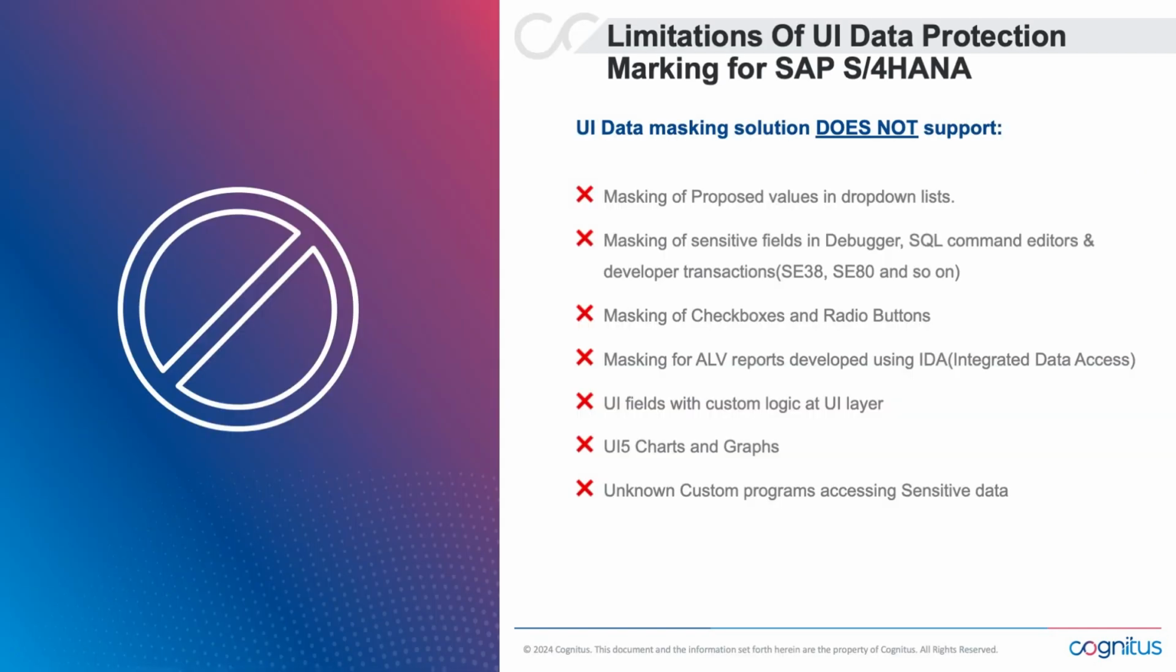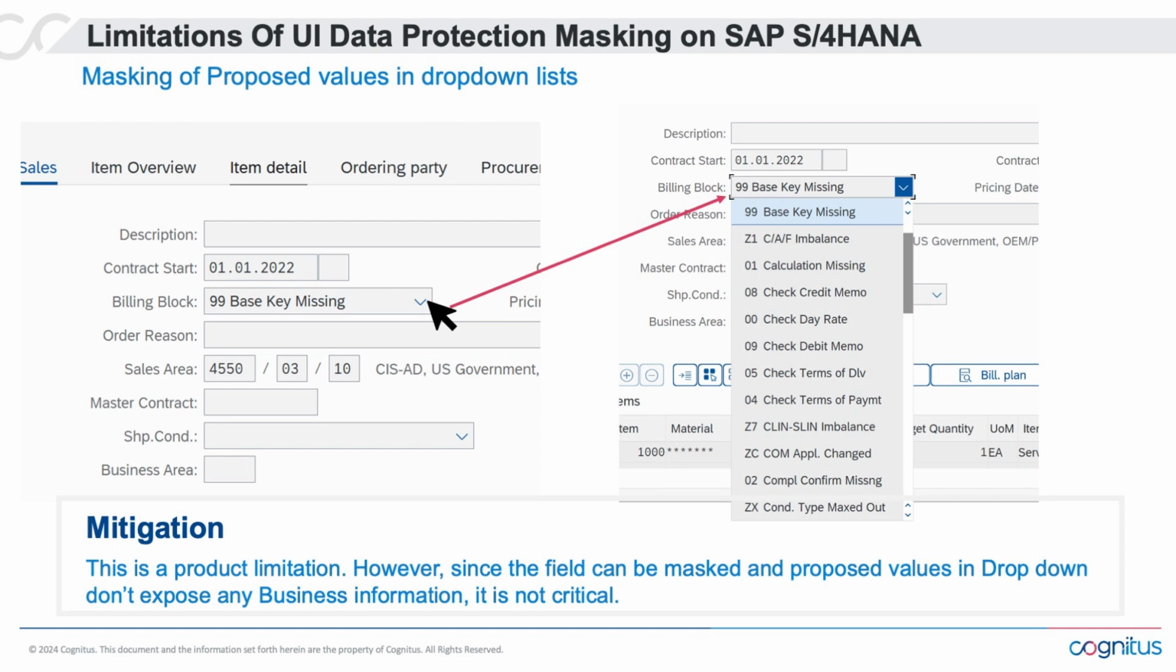Now, like every other solution, the solution has its own limitations, and it's important that we address these limitations upfront, assess their impact on business operations, and also try to mitigate any risks. So let's look at the first one, which is masking of proposed values in drop-down lists is not supported.